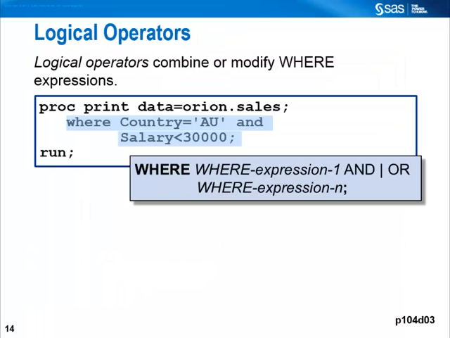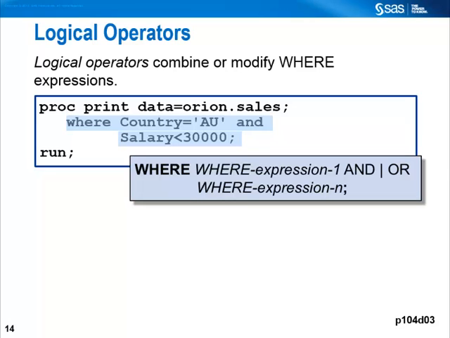Logical operators. Logical operators combine or modify WHERE expressions. The logical operator that we used in the example is AND, but we can use AND, OR, NOT. These are the logical operators that we have. The syntax is WHERE, then any expression like country equals AU, and or then the second WHERE expression. You can add multiple WHERE expressions with these logical operators.